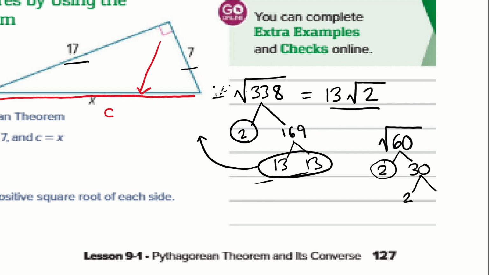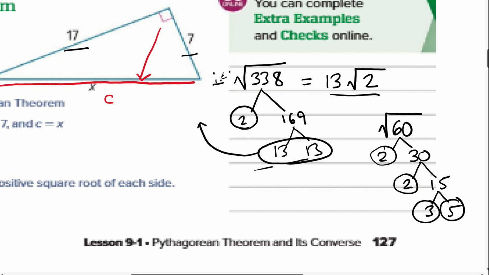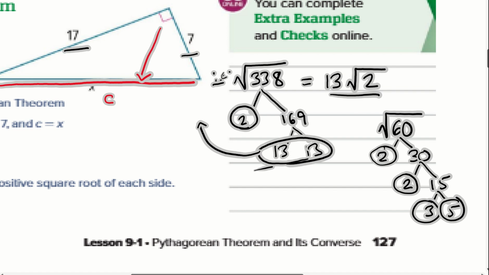Now, we know that 2 times 15 is 30. I'm going to circle that because I'm done with the 2. I can't go any further. We know that 5 times 3 is 15, and I'm going to circle that because I can't go any further. Now, do I have any pairs? The answer is yes, I do have a pair. I have a pair of 2's.